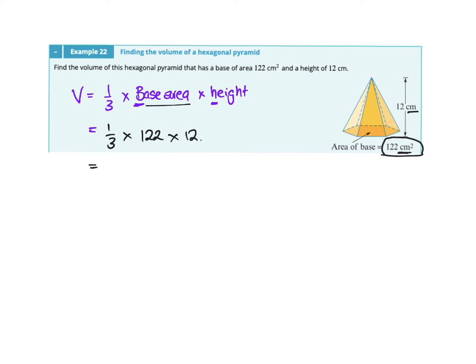So then you just calculate that out. So 488, and it just said volume, so because it's a nice whole number, we'll say centimetres cubed. Wait, isn't it actually 488? Yep.